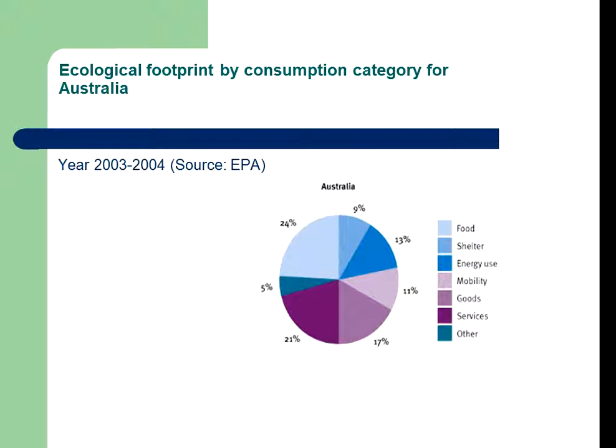of 3.6 Earths to sustain our demand on nature, as can be seen in the diagram in the year 2003-2004. The approximate contribution of the various components were food 24%, goods 17%, energy use 13%, and mobility 11%, etc. Our way of life in Australia is threatening the future of our planet. We have been exceeding the Earth's ability to support our lifestyle. Habitats are being destroyed, our soils and waterways are being degraded. The balance must be restored.